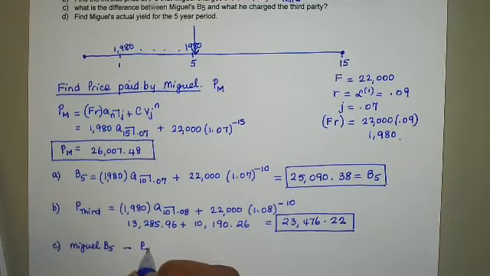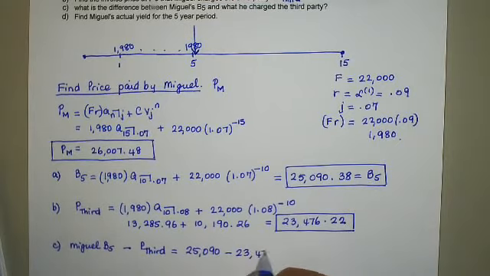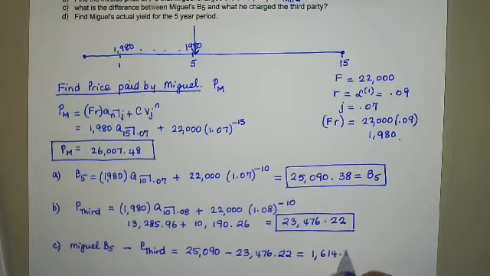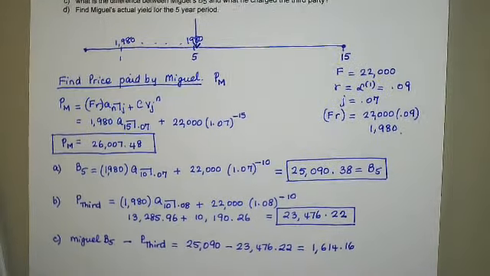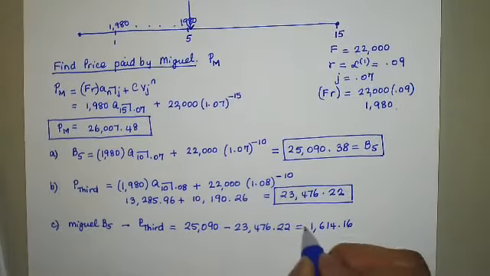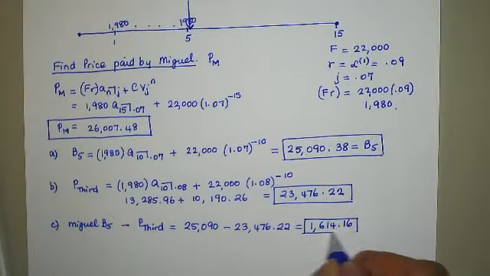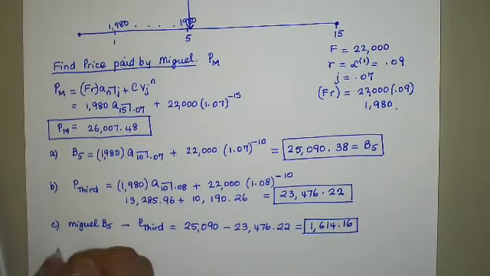Okay, C. What is the difference? That one's no-brainer. Miguel B5 minus price charged to the third party, 25,090 minus 23,476.22, which is 1,614.16.